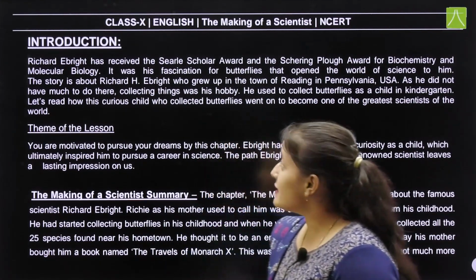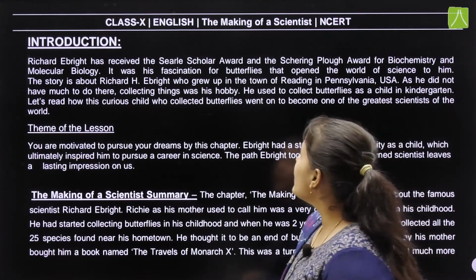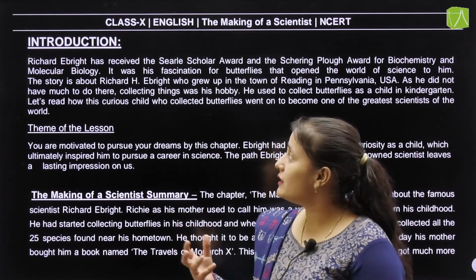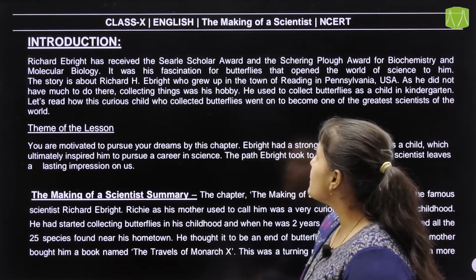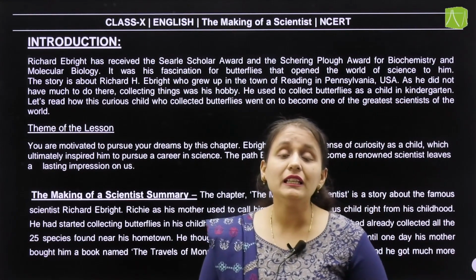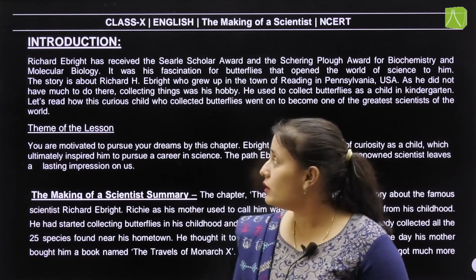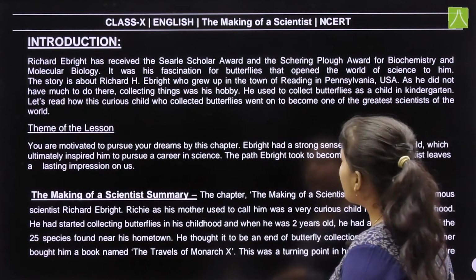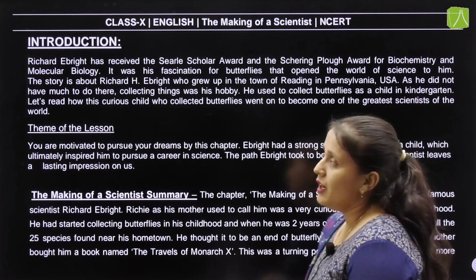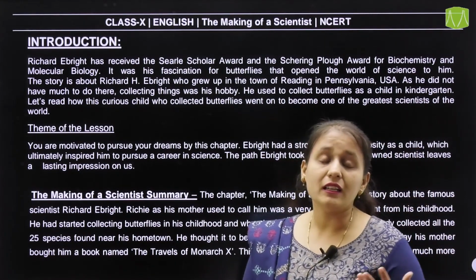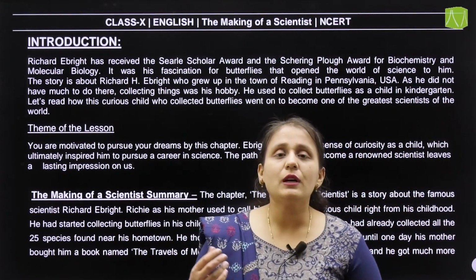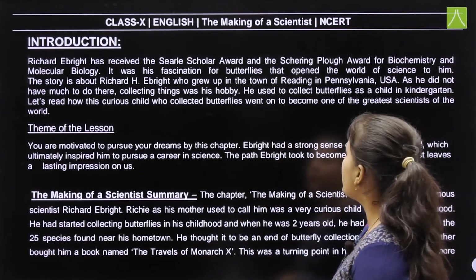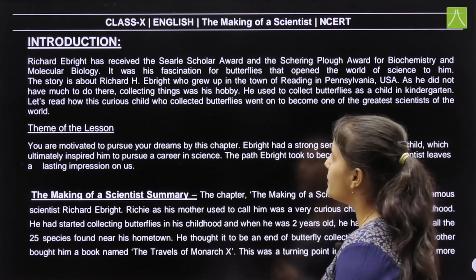So, let's read the introduction of the particular chapter, The Making of a Scientist, Richard Abride. Okay, this is the name of the character, the name of the boy, has received several awards. Okay, he has been awarded by several awards, and some few are Cyril Scholar Award, Scaring Plug Award for Biochemistry and Molecular Biology. Of course, he wants to become a scientist, a great scientist, so he has received awards related to science. It was his fascination for butterflies that opened the world of science to him.